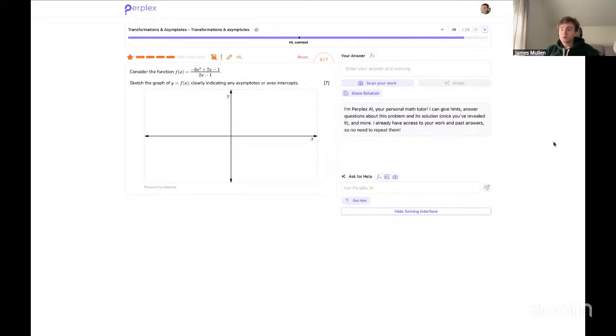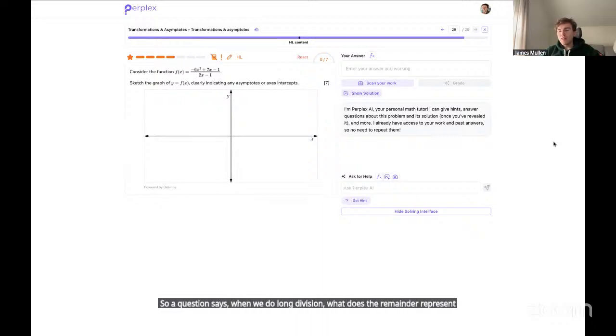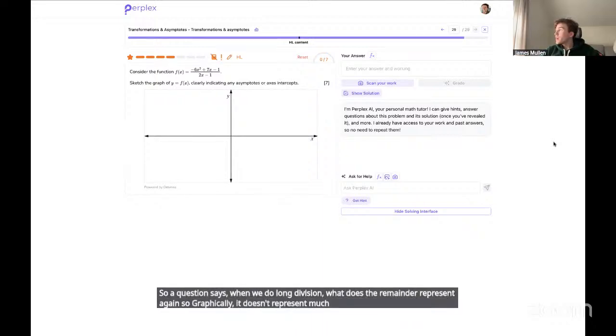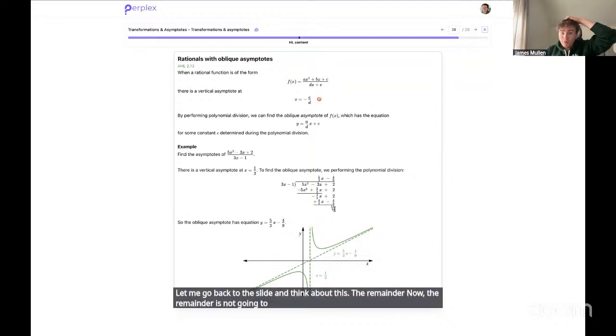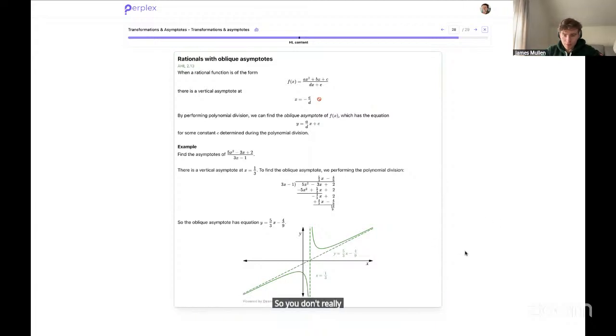So a question says, when we do long division, what does the remainder represent again? So graphically, it doesn't represent much of anything at all. I think, actually, hang on, is that true? Give me a second. Let me go back to the slide and think about this. The remainder is not going to really represent anything that you can see on the graph that's useful anyways. So you don't really have to worry too much about it.